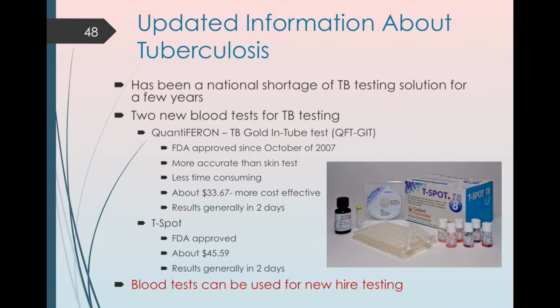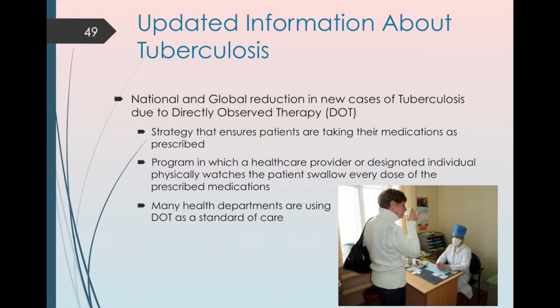Some updated information about tuberculosis. There has been a national shortage of the TB testing solution for a few years now. So there are 2 blood tests for TB testing. They are both FDA approved and reasonably priced. They are stated to be more accurate than a skin test, and results generally take about 2 days to come in. The blood tests can be used for the new higher testing process instead of the 2-step skin test.